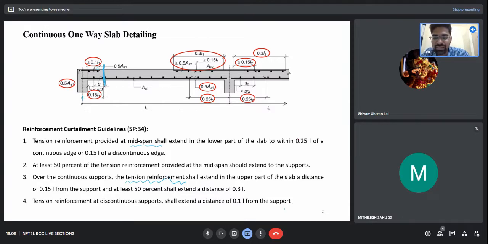And the fourth point says tension reinforcement at the discontinuous support shall extend at a distance. Here you can see what we are trying to do. We are curtailing the bars for continuous and discontinuous edges. So we have two cases: at the continuous edge I have bars at the top and bars at the bottom, and at the discontinuous edge I have bars at the top and bars at the bottom. For the discontinuous edge, the bars located at the top should extend up to a distance of 0.1 L, as you can see here. So this was all about continuous one-way slab detailing, and the problem I have already taken in the previous classes. You can all draw the reinforcement detailing for that problem. It is not that difficult.